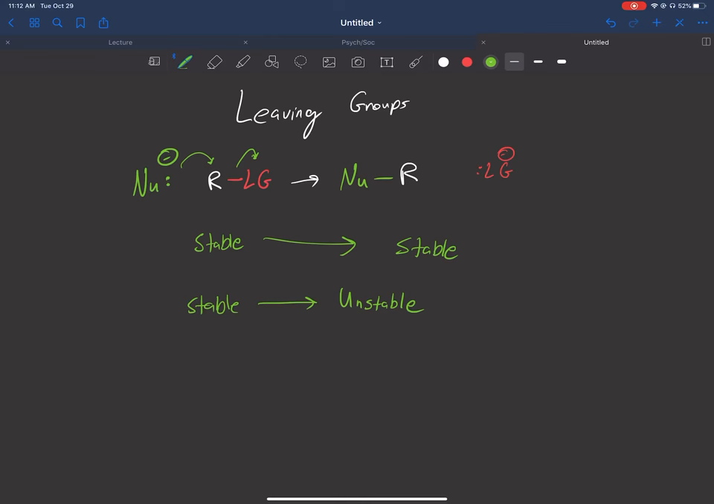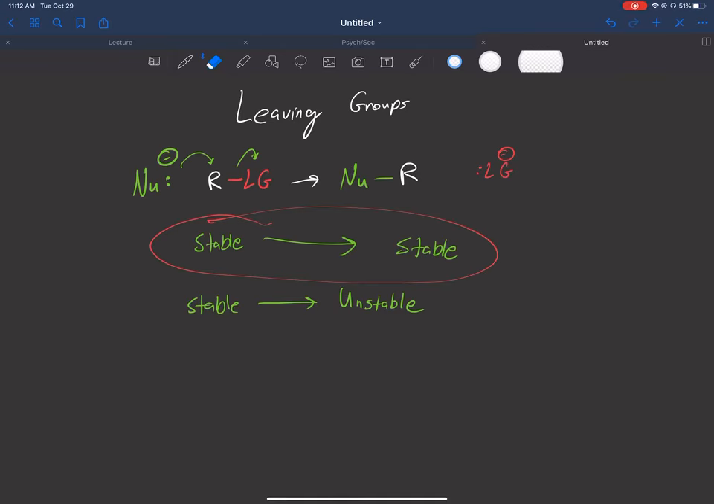It's much more likely for this, right? If it's stable already and when it leaves, it becomes unstable, well, then what's the point, right? It's going to think, well, I'm not going to do this. I'm just going to go back, right? So a good leaving group is something that will be stable when it has actually left, all right? So keep that in your head.